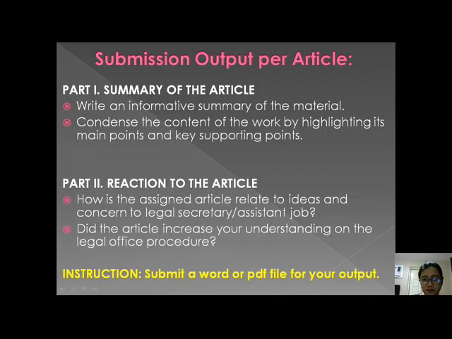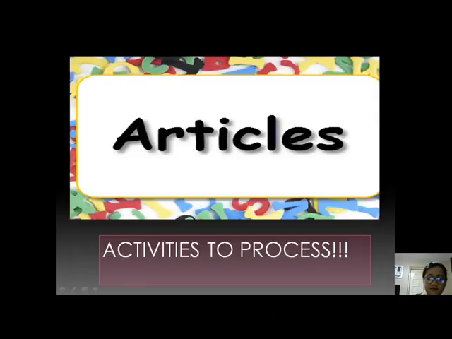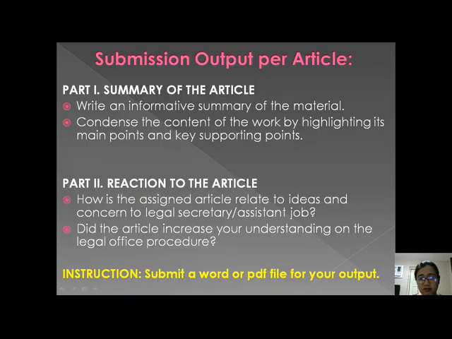Now, aside from those legal documents, I will be requiring you to read some articles in legal office procedures, and there are activities that you need to do. Your submission output per article will be the following. Part one will be the summary of the article. You need to write an informative summary of the article, condensing its content by highlighting its main points and key supporting points. Since this is a research activity, I would appreciate it if you would look for other materials, especially on the main points in that particular article that I will be assigning.